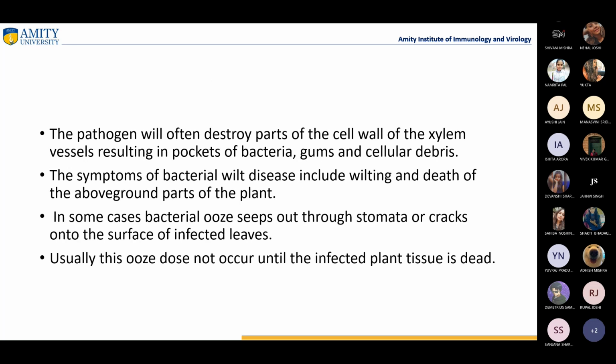The pathogen will often destroy part of the cell walls of the xylem vessels, which will result in a pocket of bacteria, gums, and cellular debris in that particular area. The symptoms of bacterial wilt disease include wilting and death of the above ground part of the plant.